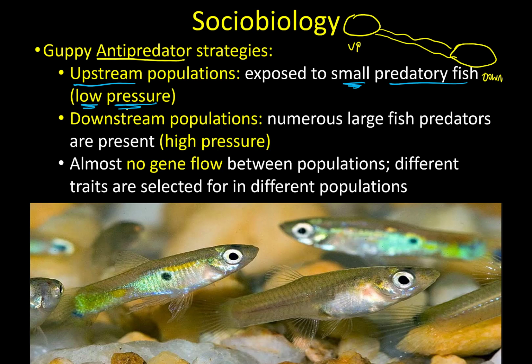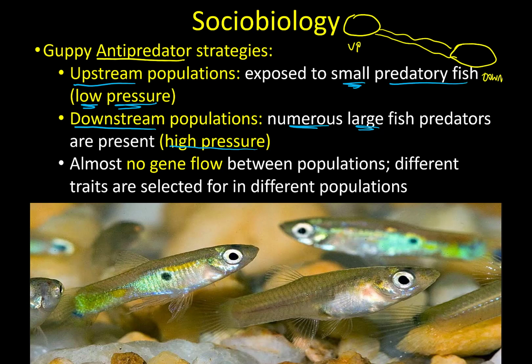They're not dying in large numbers because of these small predatory fish. Some guppies are lost to these predators, but not huge numbers. Now, downstream populations are a different story. In downstream areas, there are numerous large fish predators. This results in a high predator pressure in those regions. Lots and lots of guppies are getting eaten by these bigger and more numerous predators.